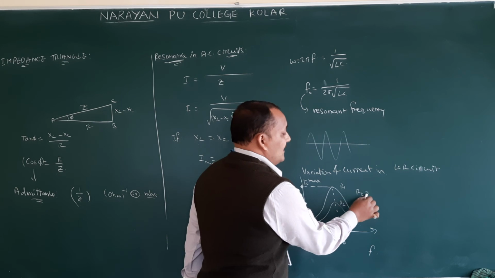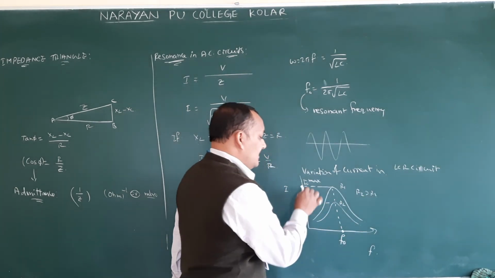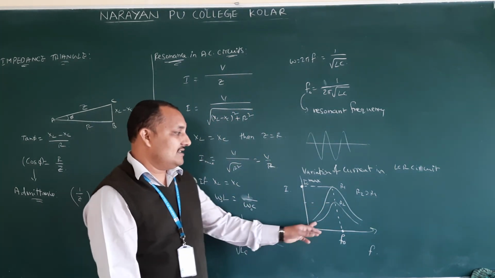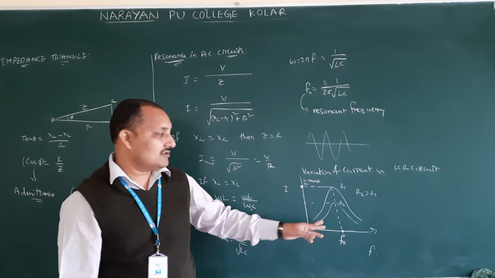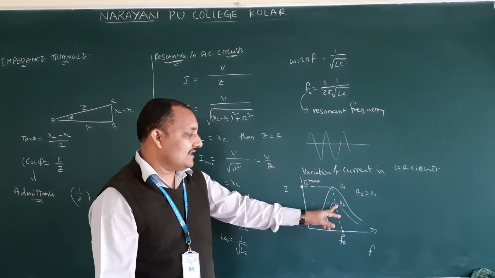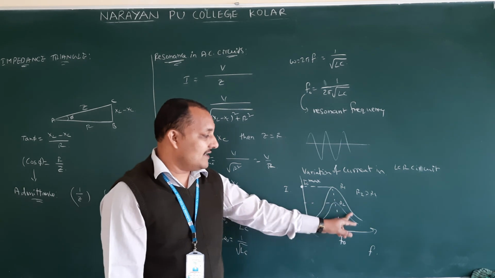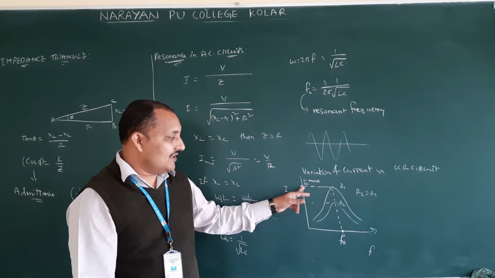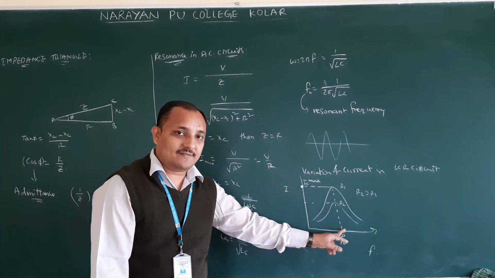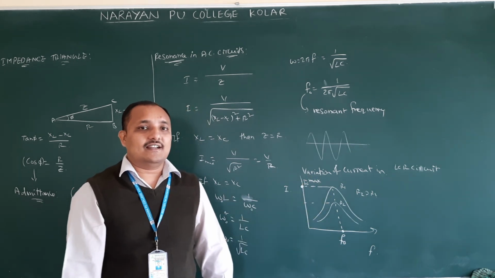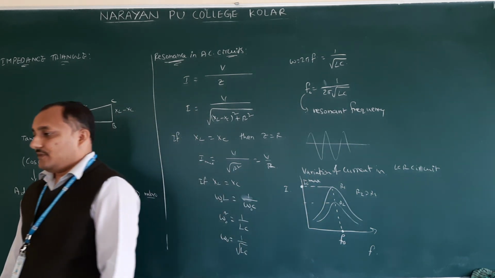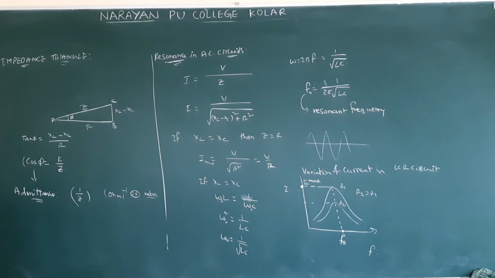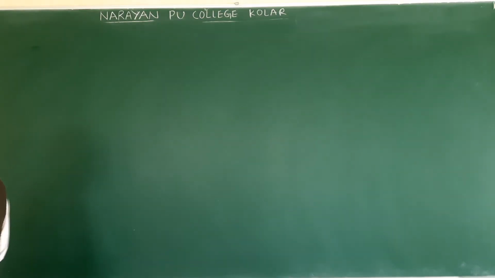So R2 is greater than R1, and the current becomes smaller. This is for two resistance values. This diagram is also there in our textbook, you can see it once or draw it here. The current becomes maximum at a particular frequency, and this frequency we call the resonance frequency. Next we will see bandwidth and half power frequencies.